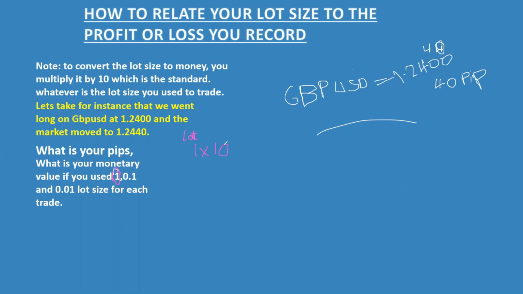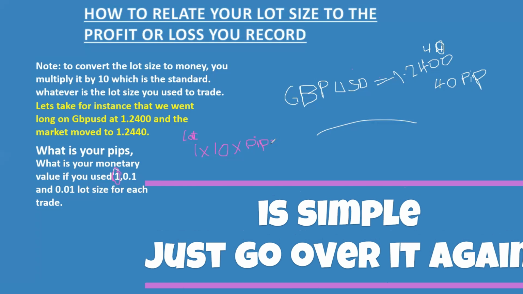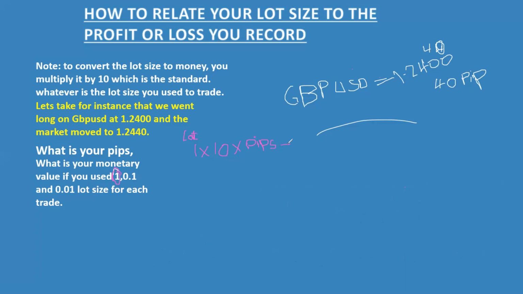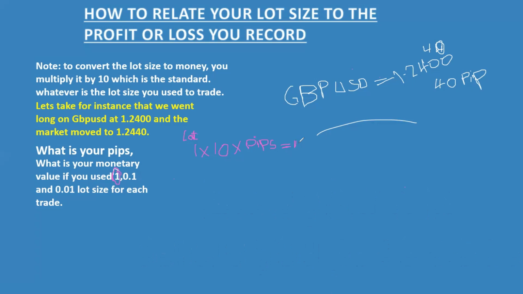Any lot size you are using, times 10, times how many pips you made. That's the formula. Times the pips you made in that trade, whether profit or loss. This is how you can calculate your loss before you take a trade, and you are trading like a professional because you are willing to maybe lose $4 to gain $8, or to lose $10 to gain $20. So it's very simple. It equals the monetary value, the M, the monetary value.